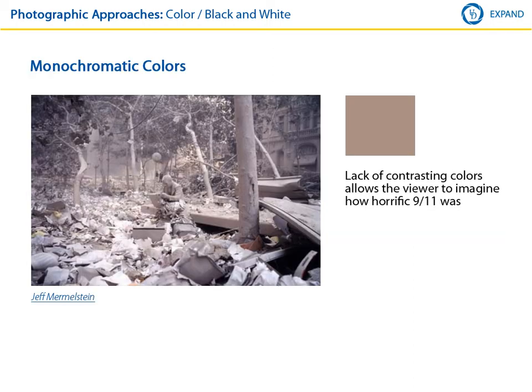This powerful monochromatic image, taken after 9/11 by Jeff Mermelstein, occurred because everything was covered in ash. You have slight tonal variations, but the scene is really a monochromatic image, almost appearing as a black and white. The lack of contrasting colors allows the viewer to feel and imagine how horrific it must have been to experience this event.